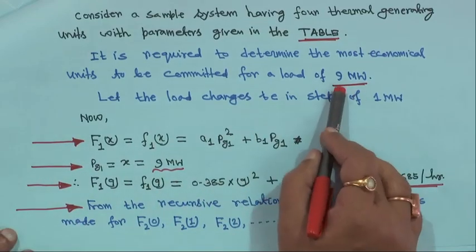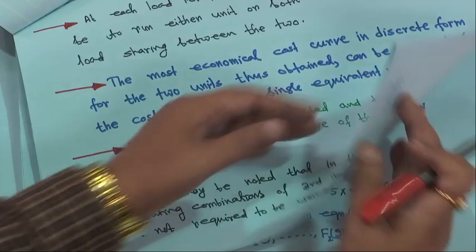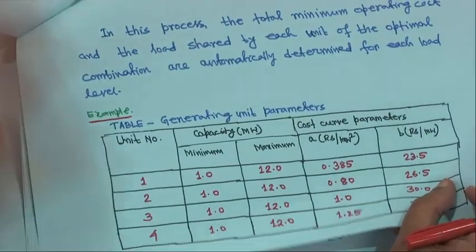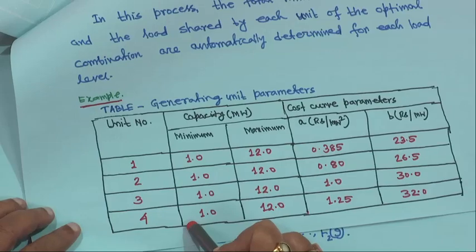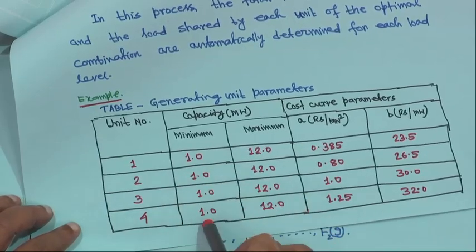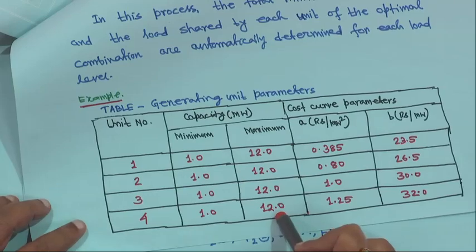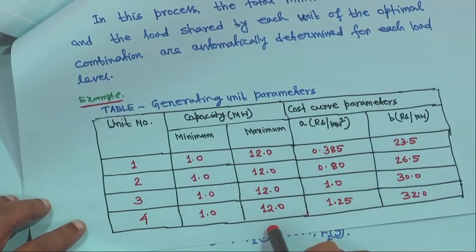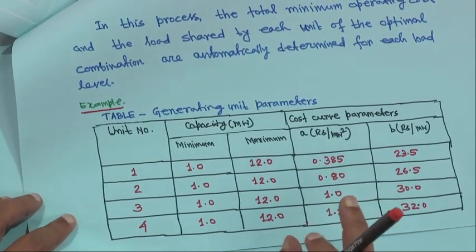So, their minimum generation is, listen, the idea is something like this. Here there are 4 units. If all the units are operating, then the total minimum generation will be 4 megawatt if you add all, and if all are operating, the total maximum will be 48 megawatt, because 12 into 4 is 48 megawatt. But anyway, it is supplying just 9 megawatt.